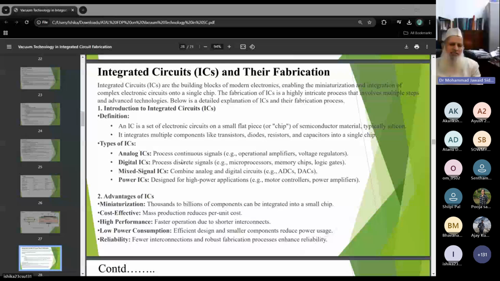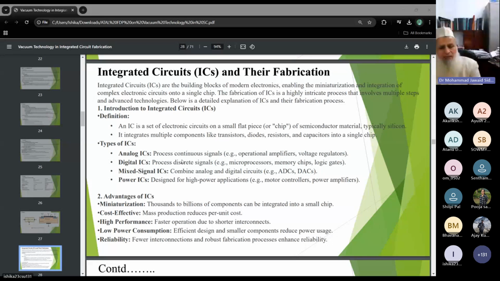Output terminals can be used to connect the input and output signal. So, types of ICs. Analog ICs process continuous signals, like operational amplifiers. Digital ICs process discrete signals, like I told you, microprocessors, memory chips, and logic gates. Mixed signal ICs combine analog and digital both. And now we also have the hybrid. In hybrid, we have the BJT circuits and the MOSFET circuit on the same chip. Power ICs are designed for high power applications.